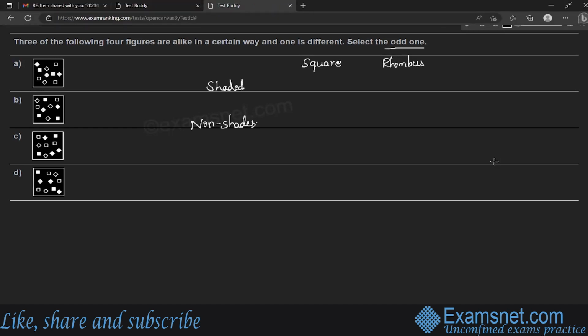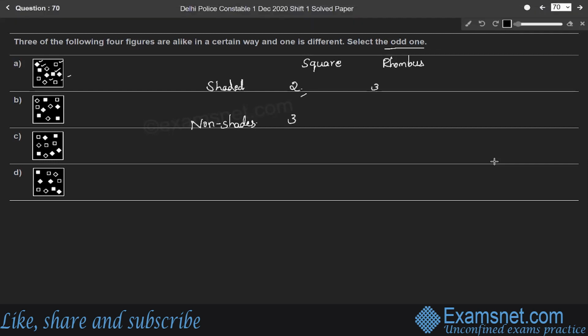So in figure A, how many squares are shaded? 1, 2. 2 are shaded in figure A. How many are non-shaded? 1, 2, 3. Non-shaded. Whereas in figure A, how many rhombus are shaded? 1, 2, 3. 3 are shaded. Non-shaded rhombus are 2. Right? So come to figure B.